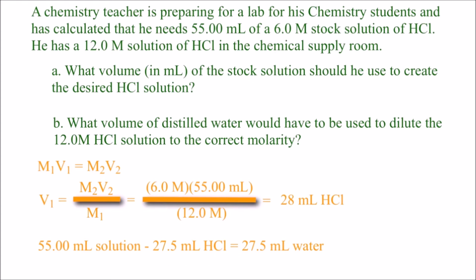If I had chosen a different concentration for our lab, or if the stock solution had a different concentration that wasn't exactly half, then these numbers would be different. But I chose this so that it was easy for us to see the problem here. So you're going to have 28 milliliters of the acid, and you're going to have 27.5 milliliters of the water.